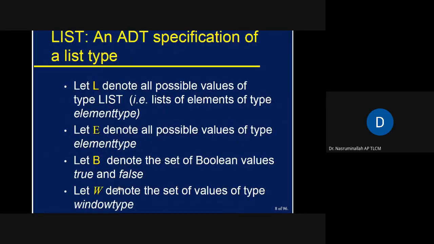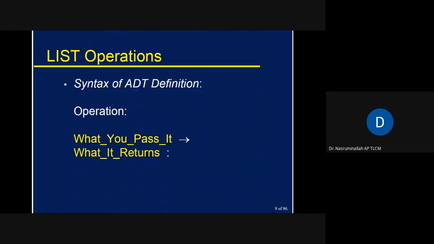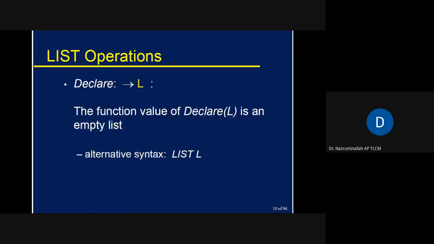So we will use these different symbols to define the different operations that are required within the list data type. We will use a general representation of those operations in a form that there will be some input, there will be some output, and there will be some operation. So that general representation will be in this form.